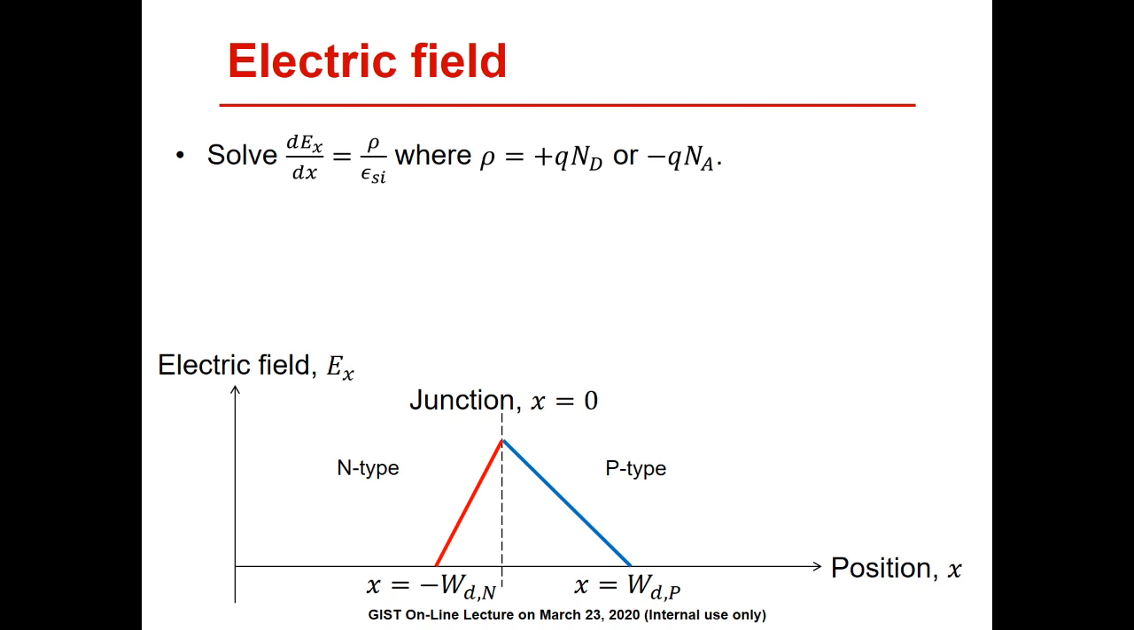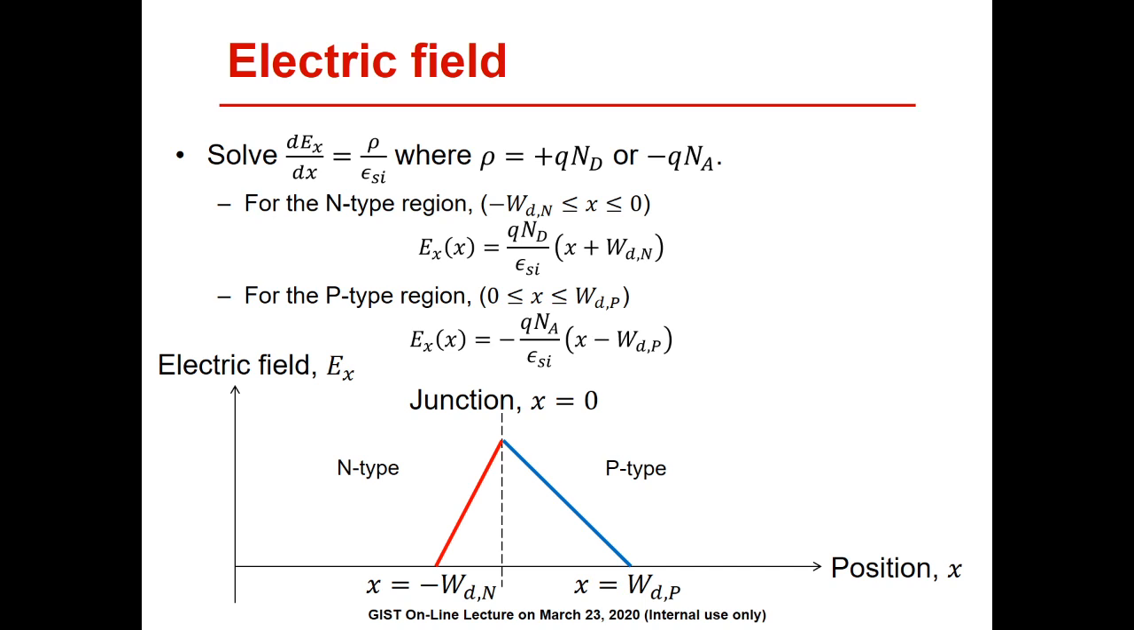On the given space charge density, we can solve the Gauss law. Starting from the left side, in the n-type region with a positive space charge density, the electric field is increased. In the p-type region, on the other hand, the electric field decreases because of a negative space charge density. Analytic expressions for the electric field are shown here. You can check that two expressions give the same result at the junction, x equal to 0.